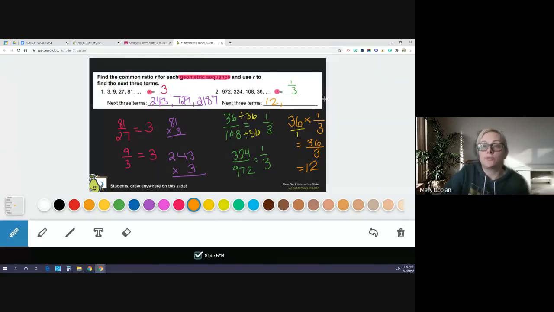And actually, the next two terms are going to be a little bit easier. What's my next term after 12 going to be? I just take 12 and I multiply by 1/3. So 12 times 1/3, which also means 12 divided by 3. Yeah, it's 4. What about the last term?